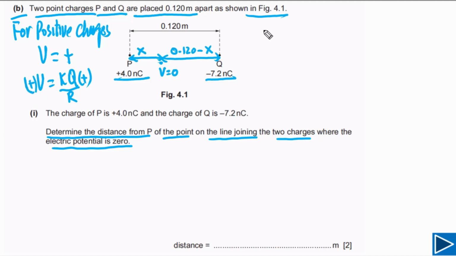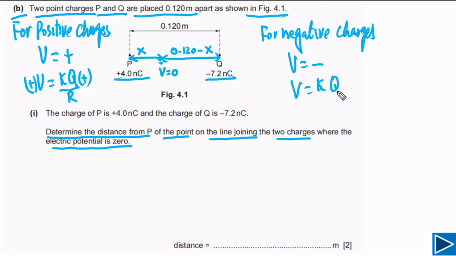Very important point. For negative charges, potential is negative. So we can write down here, for negative charges, V is negative. Why is V negative? Because V is equal to KQ divided by R. If Q is negative, it means V is also negative. So simply we can say positive charges produce positive potential and negative charges produce negative potential. Or simply you can say the potential of positive charges is positive and the potential of negative charges is negative.